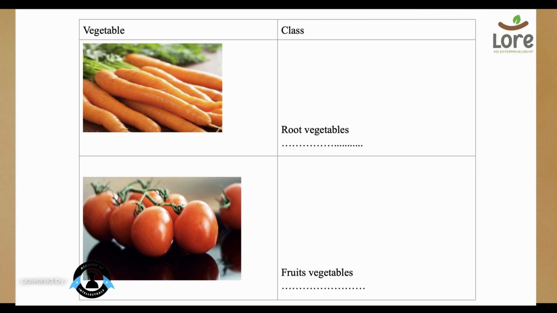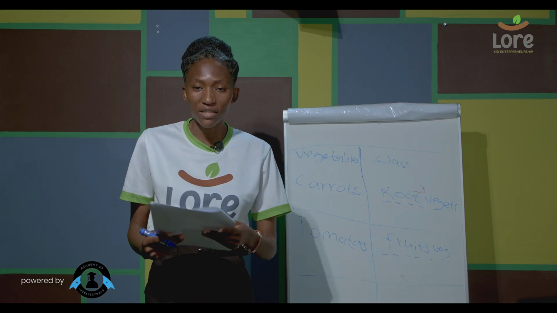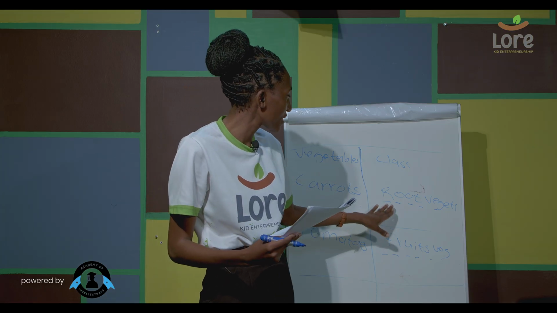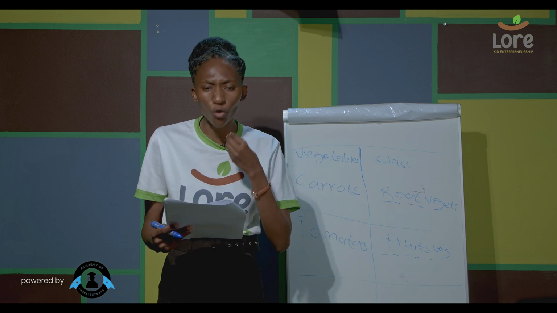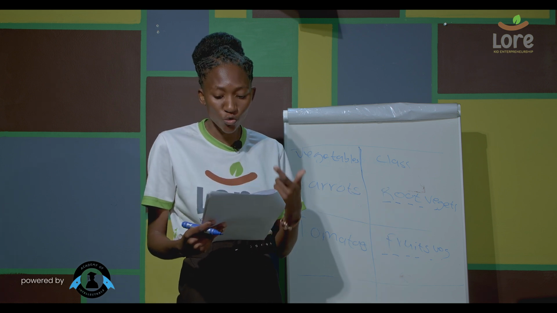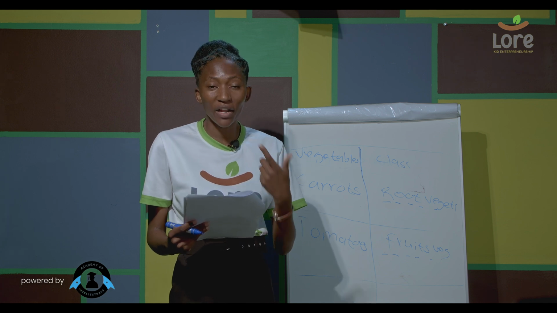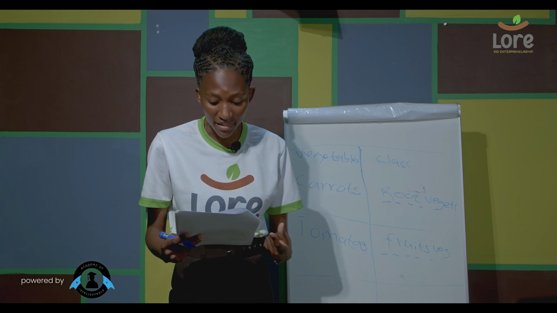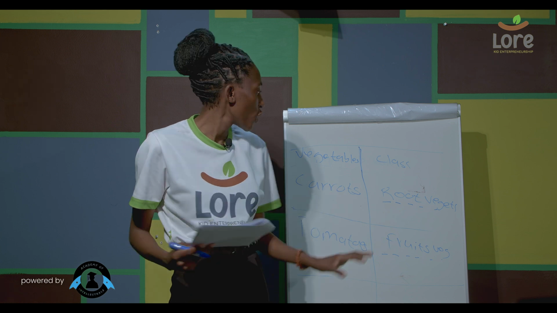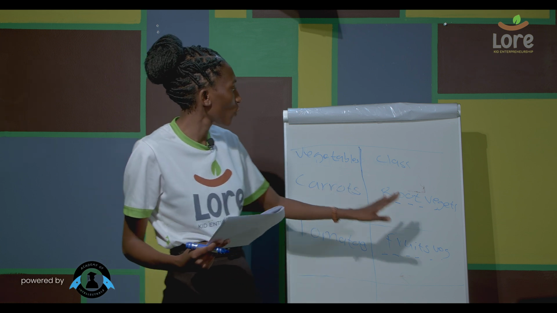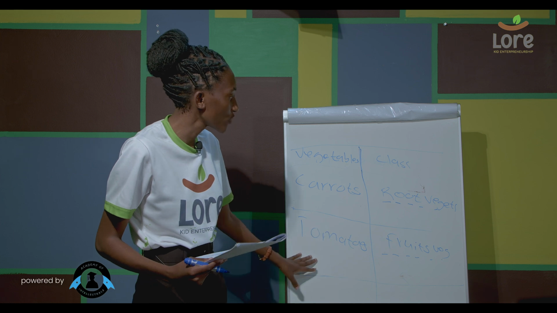And then tomatoes, they are fruits. Carrots are root vegetables: they grow underground and are the roots of a plant, while fruits grow from the flower of a plant and have seeds inside. That's how you earn your 2 marks. Carrots belong to root vegetables, while tomatoes belong to fruit vegetables.